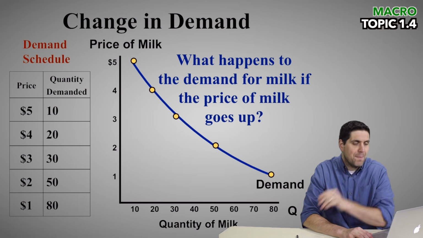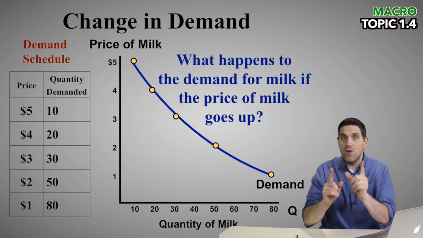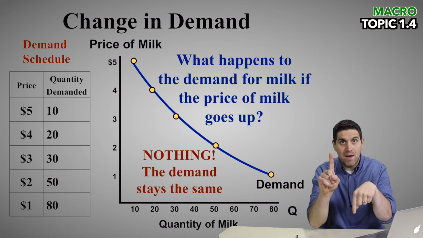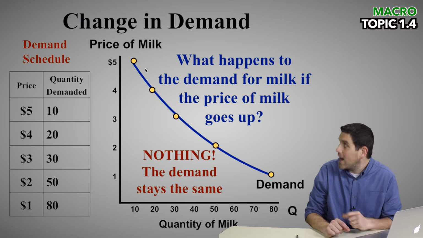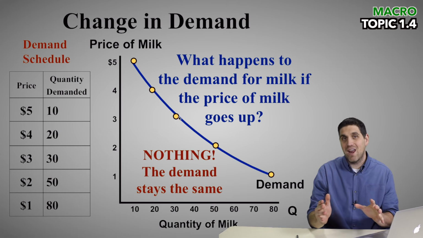Now, how about this one? What happens to the demand for milk if the price goes up? Well, you might be like, oh, if the price goes up, demand will go down. No. The quantity demanded goes down. Remember, if the price goes up, the quantity demanded goes down. So the curve wouldn't shift. It would just be a movement along the curve. So the price would go up, right? But the quantity would decrease. Movement along the curve, not a shift in the curve.